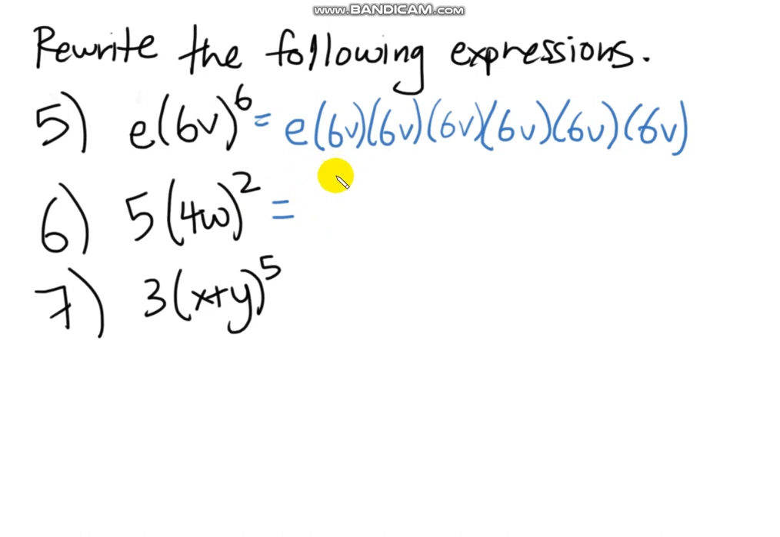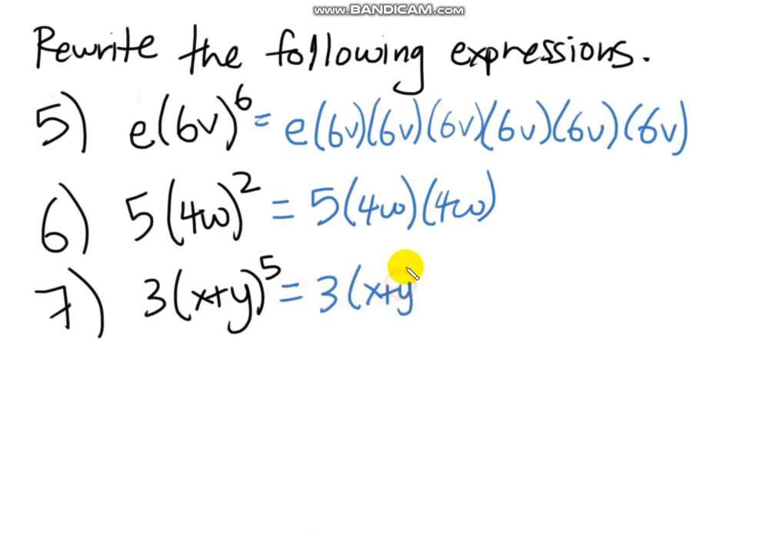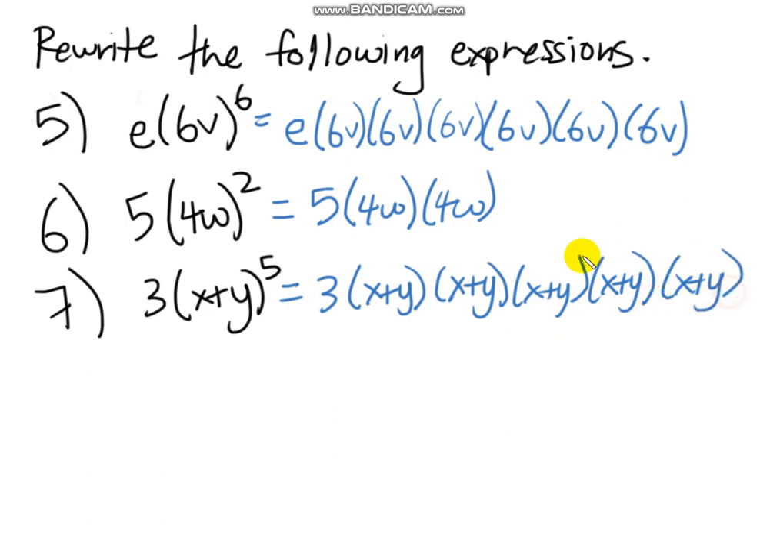Okay, this one. Rewrite the following expressions for this one. So this one is 4w times 4w. So this is 5 times 4w times 4w. Okay. This one, 3 times x plus y raised to the 5th power. So the 5th power means you're going to multiply that 5 times. So 3 times x plus y times x plus y times x plus y times x plus y times x plus y. Okay?